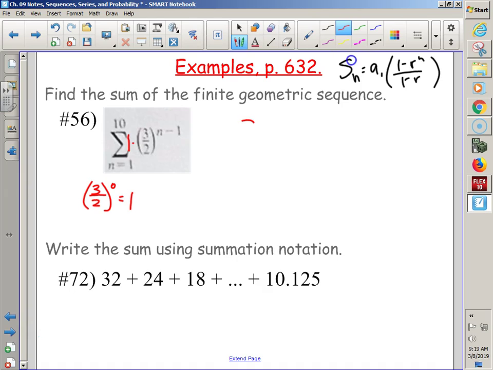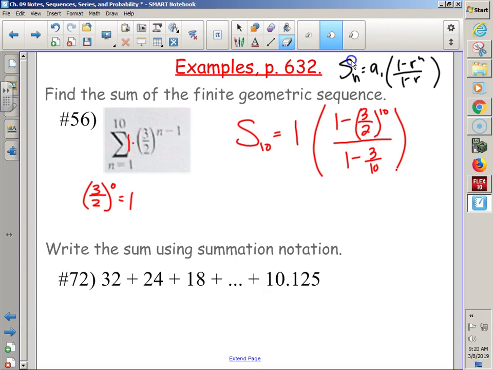Okay, so if I'm plugging in S sub 10, why am I putting a 10 there? 10 is the upper bound, right? 1 times 1 minus, who's my common ratio? What's going to be multiplied every time in this one? 3 halves divided by 1. Just 3 halves, right? Raised to the 10th power, all over 1 minus 3 halves. I don't know why I just wrote 10. I apologize. Is that the sum? Yes.